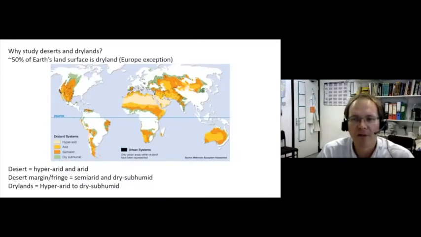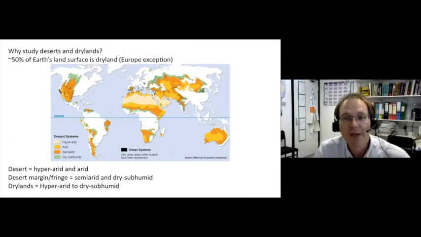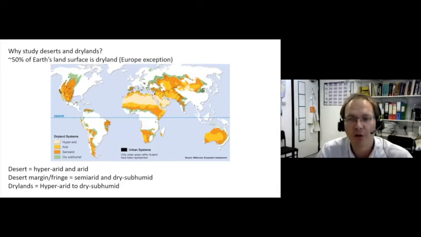50% of the Earth's land surface is dryland. We tend to forget that because we live in the only continent where drylands aren't a major component of the landscape. And lots of people live in drylands, which means that understanding them properly is vitally important.